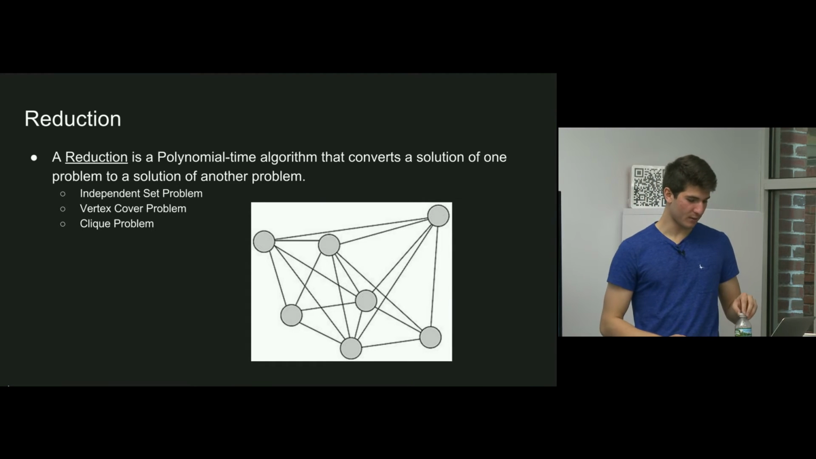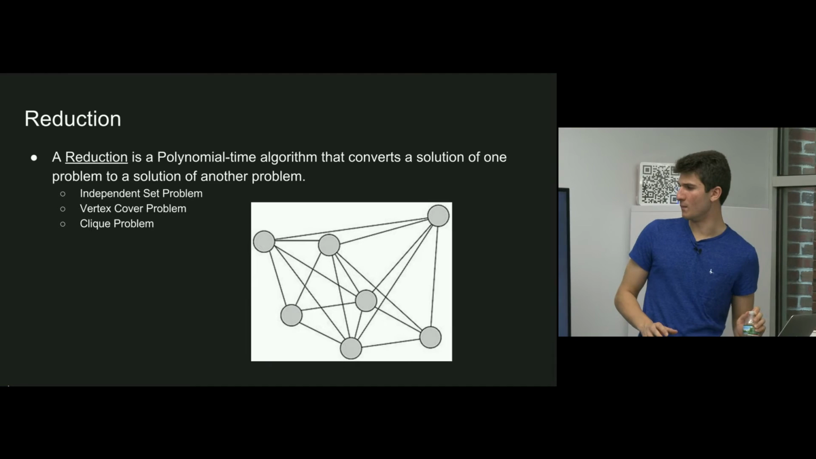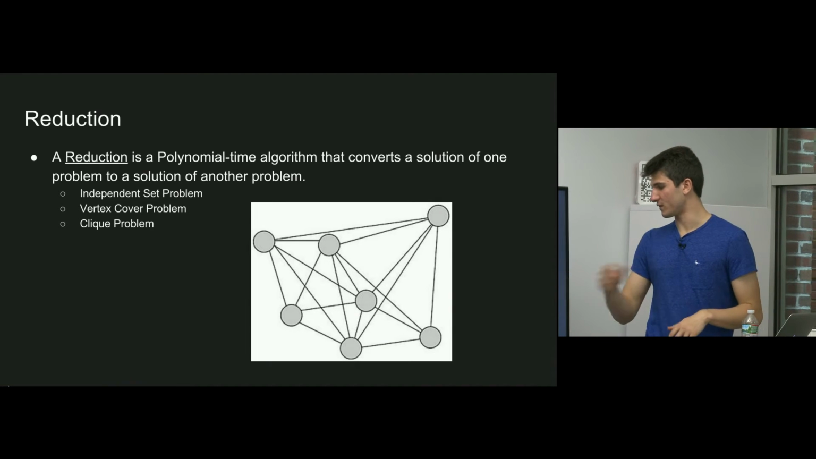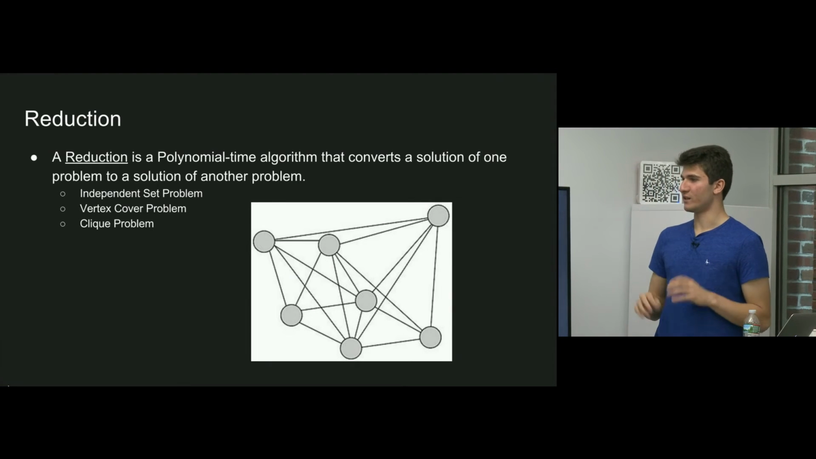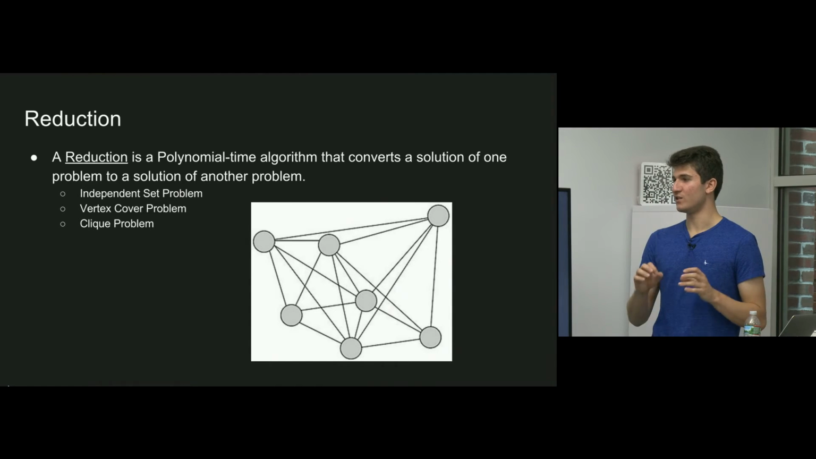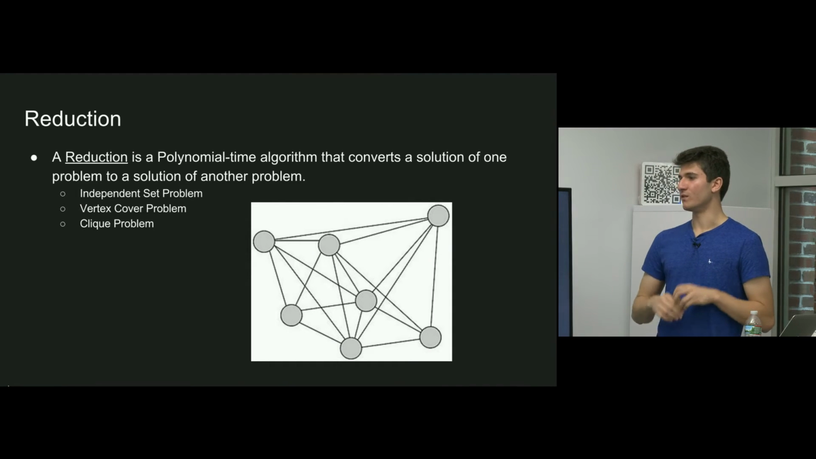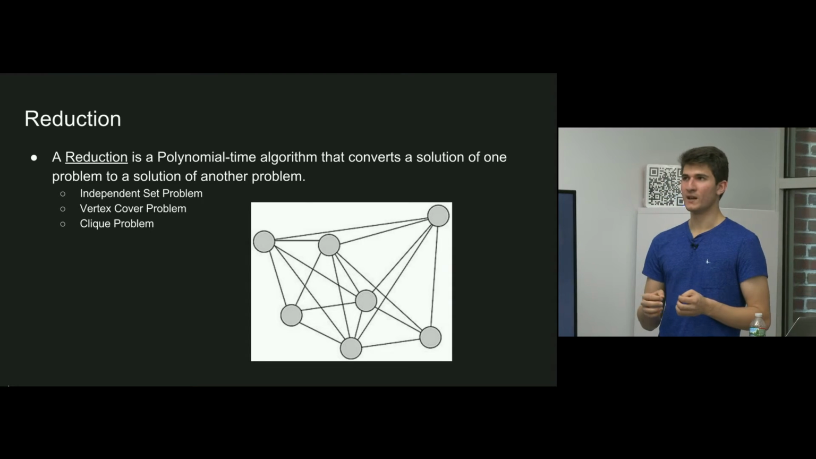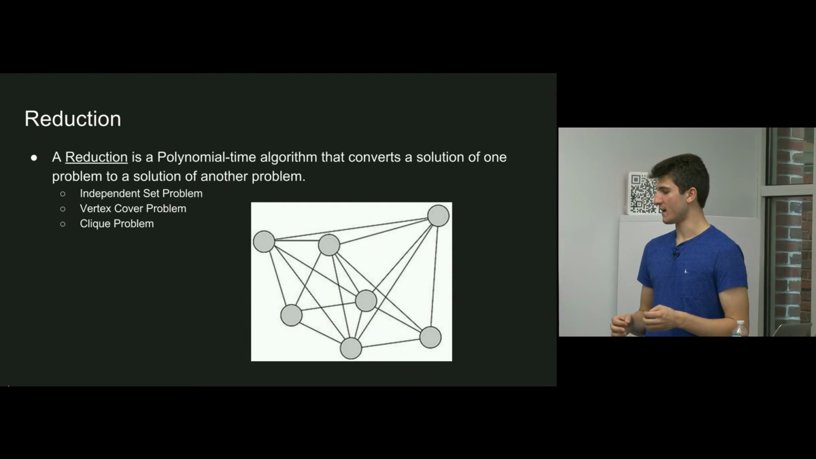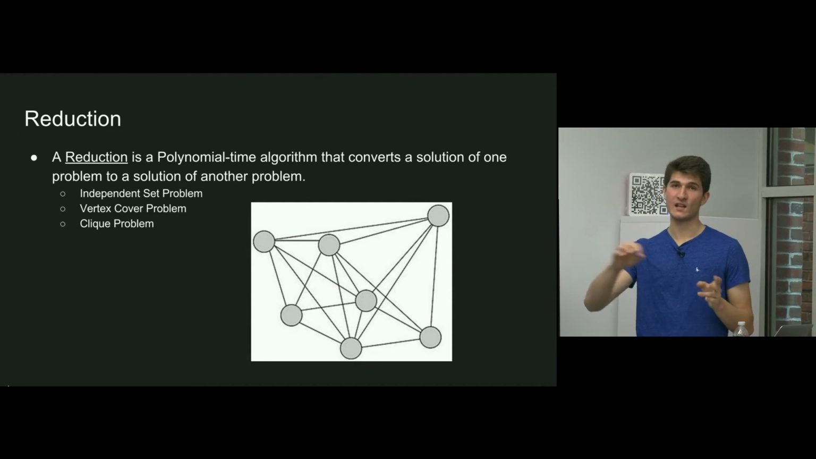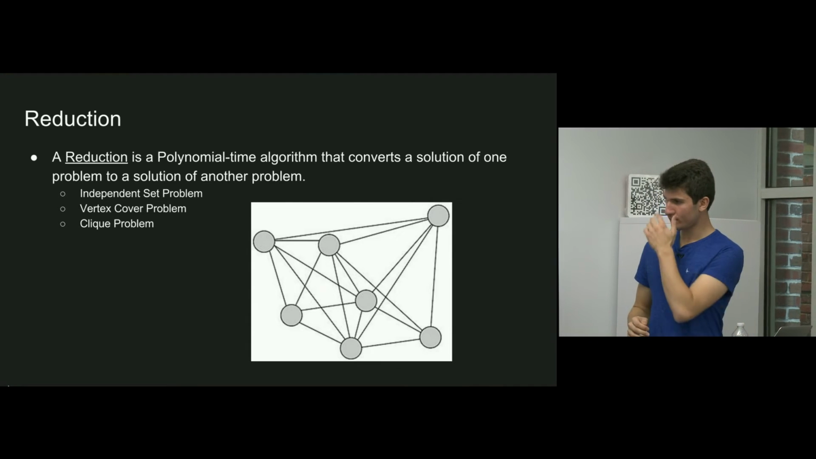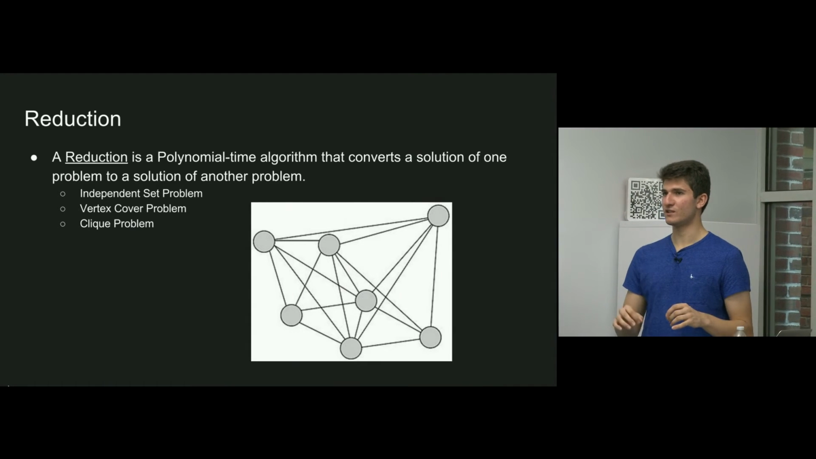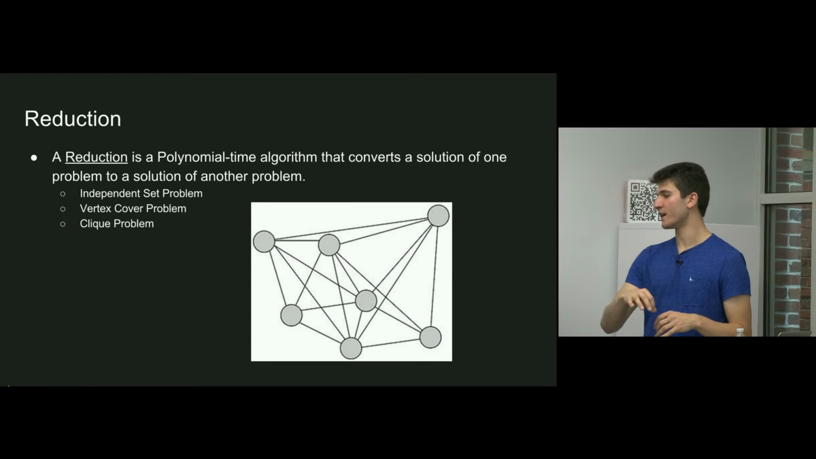The independent set problem has to do with, given a graph like the one I'm showing in the slide, is there a set of k vertices such that no two of those vertices are touching or related by an edge? The vertex cover problem asks, can you give me a minimum set of vertices that covers all of the edges? That is, every one of the edges in the graph is touched by one of the vertices.